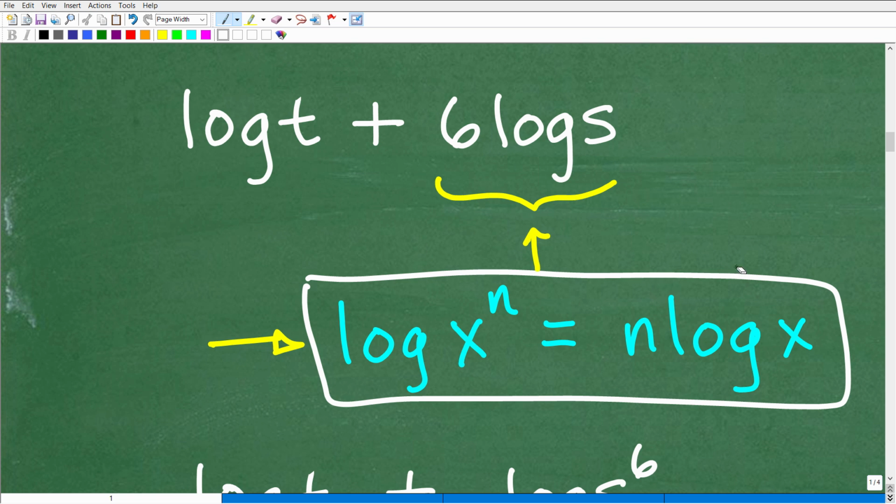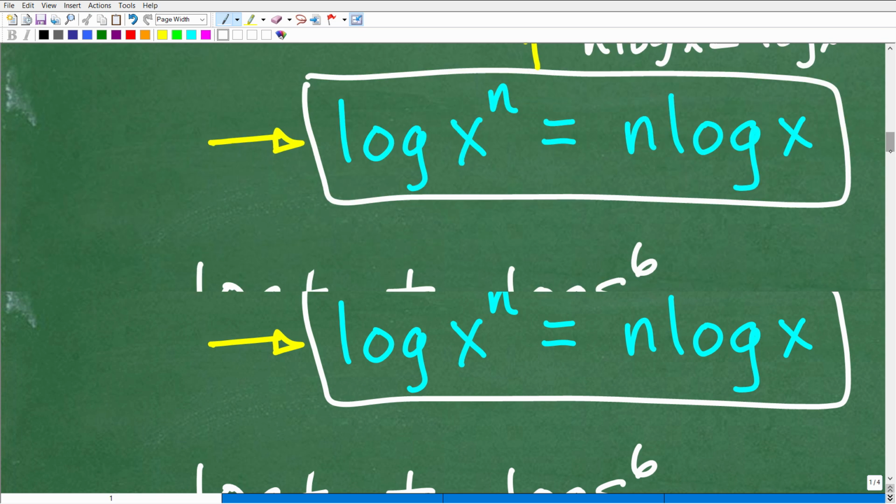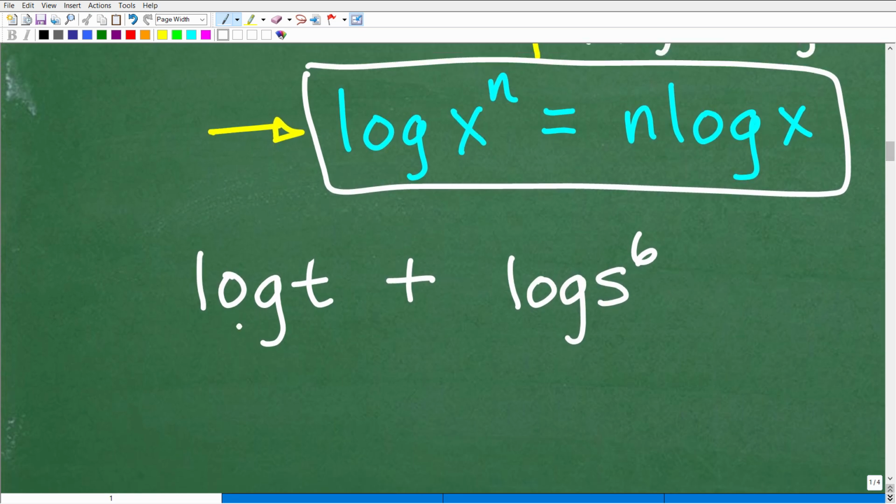Or we can just reverse this: n log x is equal to log x to the n. So one is equal to the other. We're just going to scoot this 6 up there as the exponent to the base s. So let's go ahead and do that right now. And there you go. Now we have log t plus log s to the 6. This is an application of this property of logarithms.